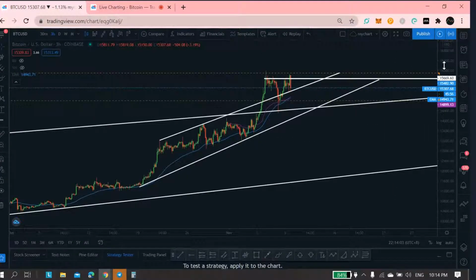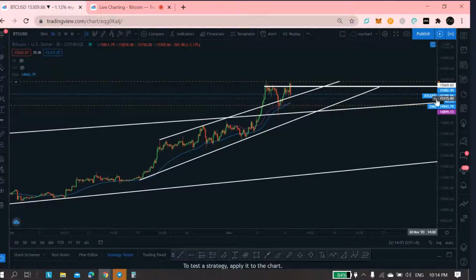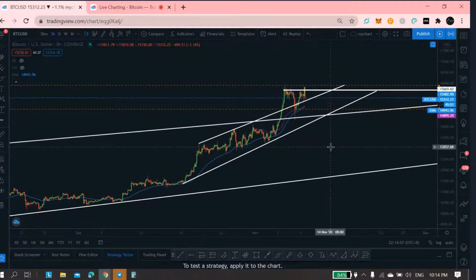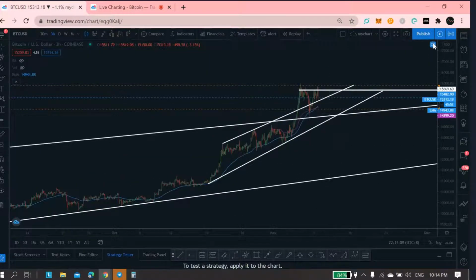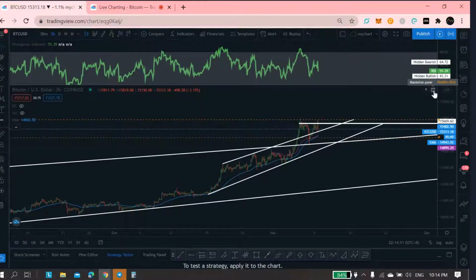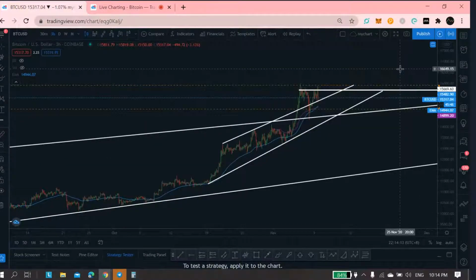Anyway, the resistance I'm looking at, I will use the Renko chart, which is 16,100, and then after that is 16,800, or close to 17,000 area. So that's the resistance I'm looking at.